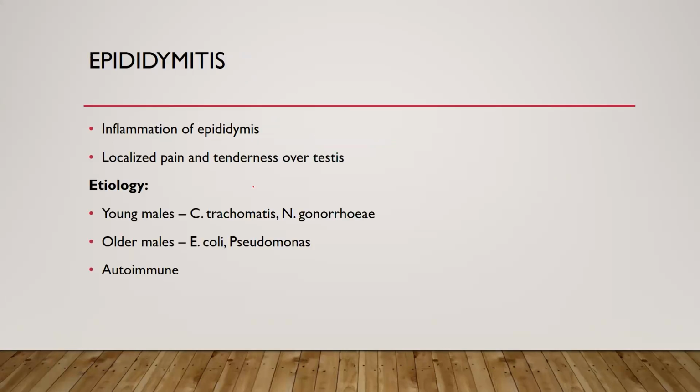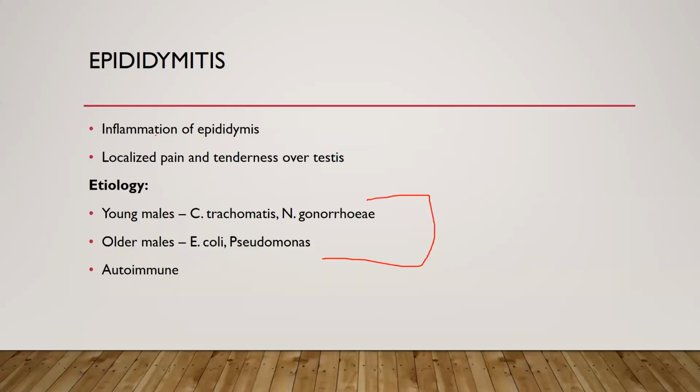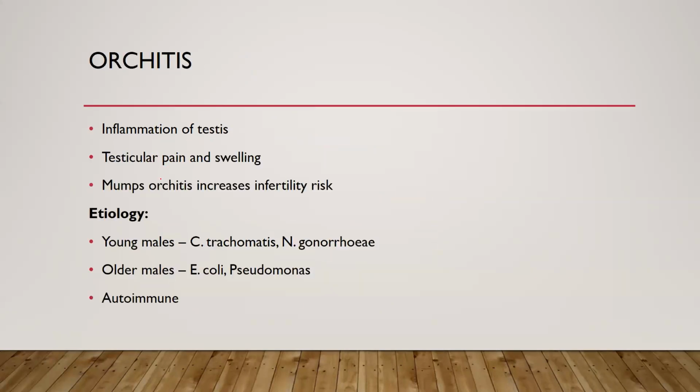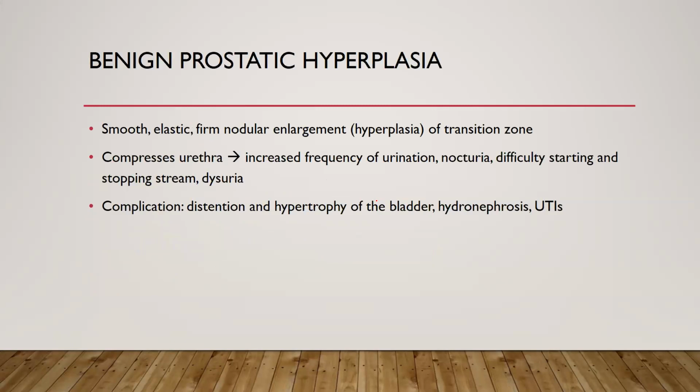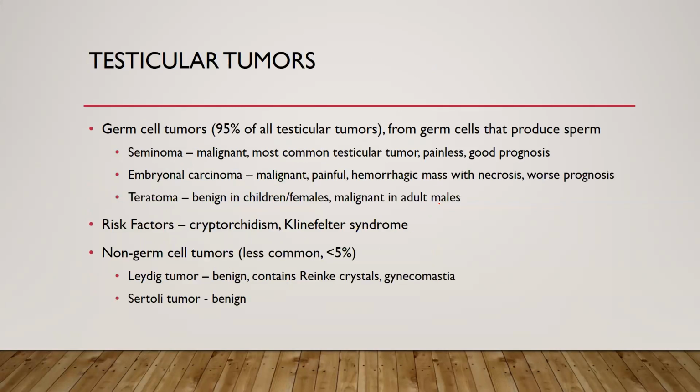Epididymitis, we discussed this one as well. Again, I just have the list of the etiologies. That's what I would have associated. Same with orchitis, and you're dealing with just the location, epididymis versus testes. Then a reminder that mumps orchitis increases infertility risk. BPH, we discussed already. Prostatitis, I also have the association with etiology that would be important. And then testicular tumors. I don't think we talked about testicular tumors, so that's where we'll sit.